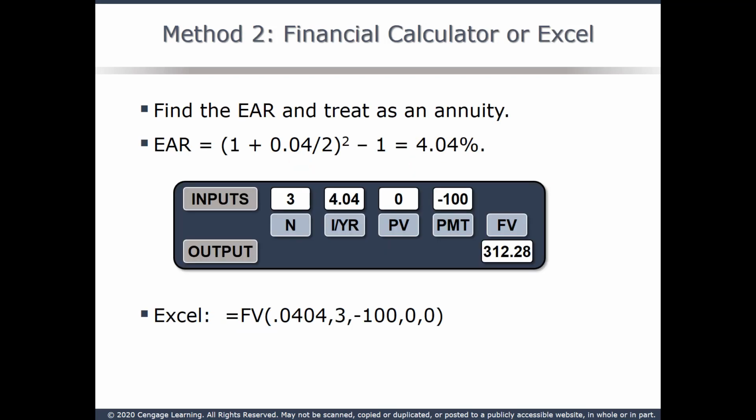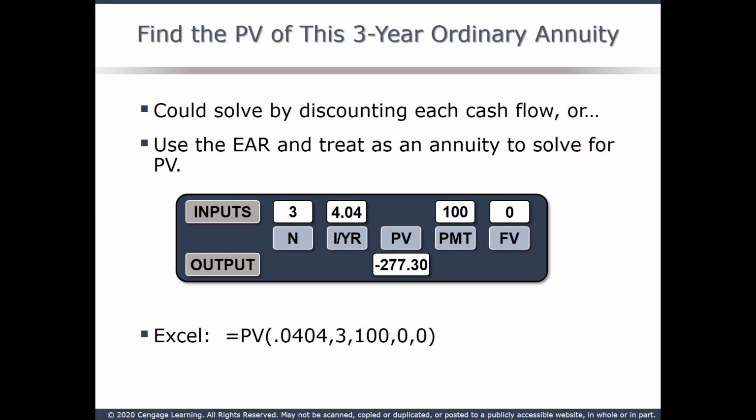A second method uses the EAR of the rate as an annual rate. 4% compounded semi-annually is 4.04% compounded annually. Now we can solve this as an ordinary future value of an annuity. Solving for the present value of the same annuity can be approached using either method, discounting each cash flow individually and summing the result, or using the EAR as an annual rate and solving like a standard present value of an ordinary annuity, or use the Excel present value function.